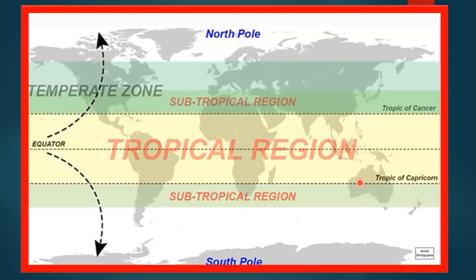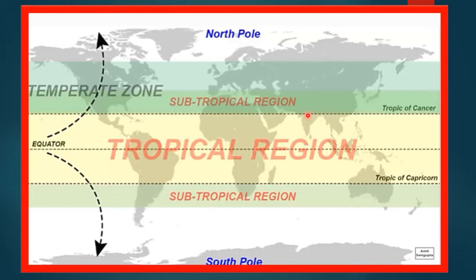Although the temperate zone starts right from the tropics, Tropic of Cancer and Tropic of Capricorn, there is a thin geoclimatic zone between the tropics and the temperate zone called the subtropical region. Both north and south, you can see we have the subtropical region.